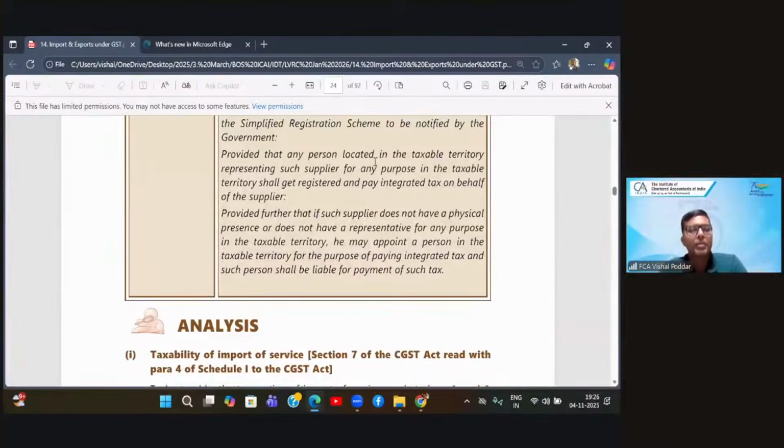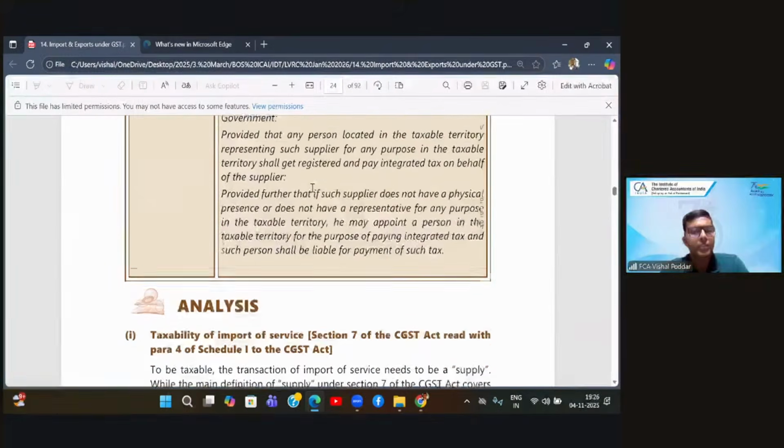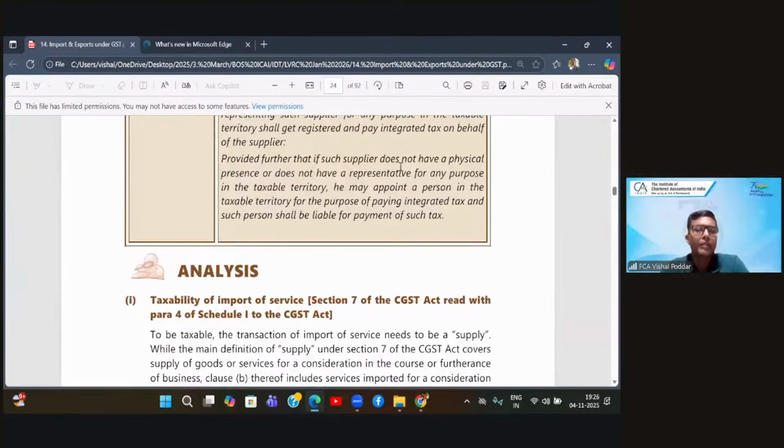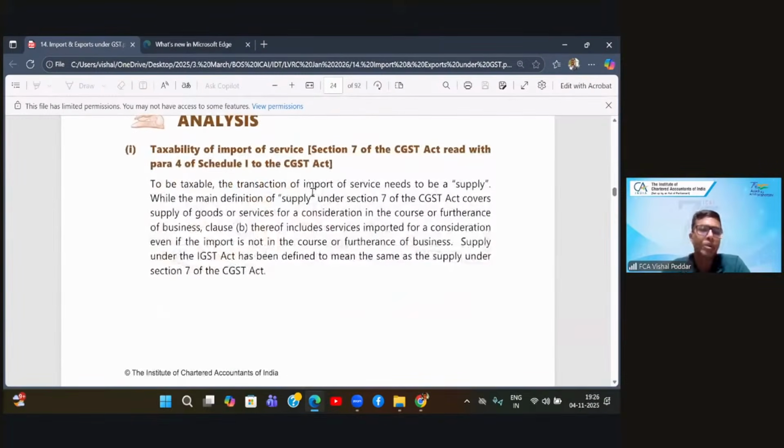Further provided that the person located in taxable territory representing such supplier for any purpose in India shall get registered and pay IGST. And if such supplier does not have physical presence or does not have a representative, he may appoint a person in India for paying the IGST, and such person shall be liable to pay tax. So this is similar to what we studied in 14A.